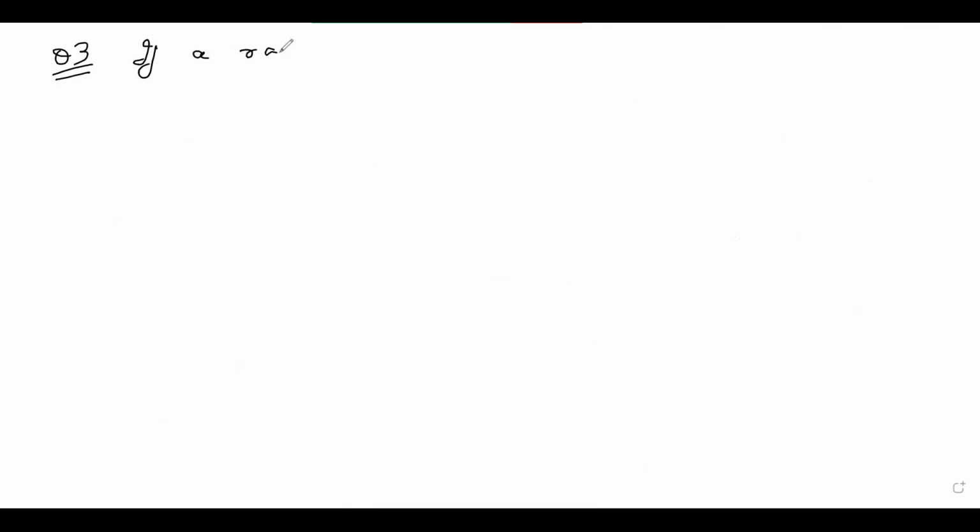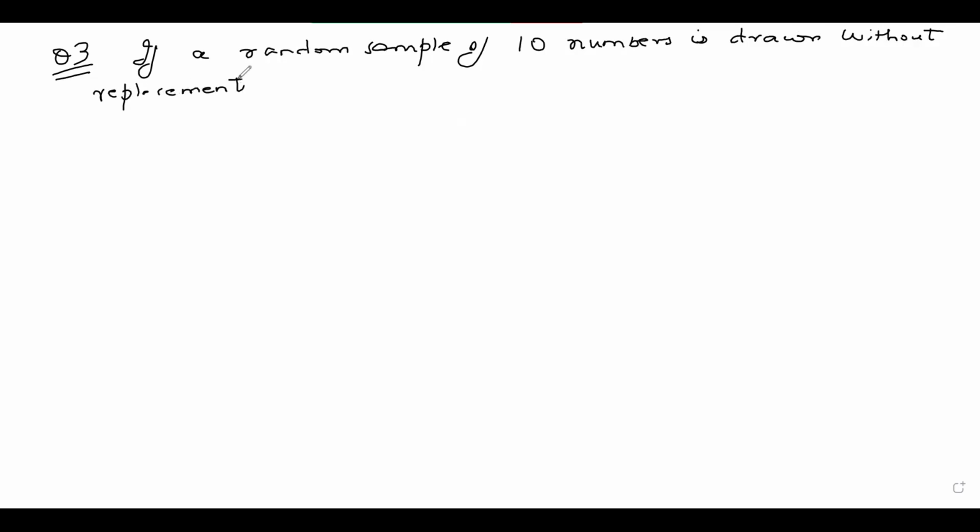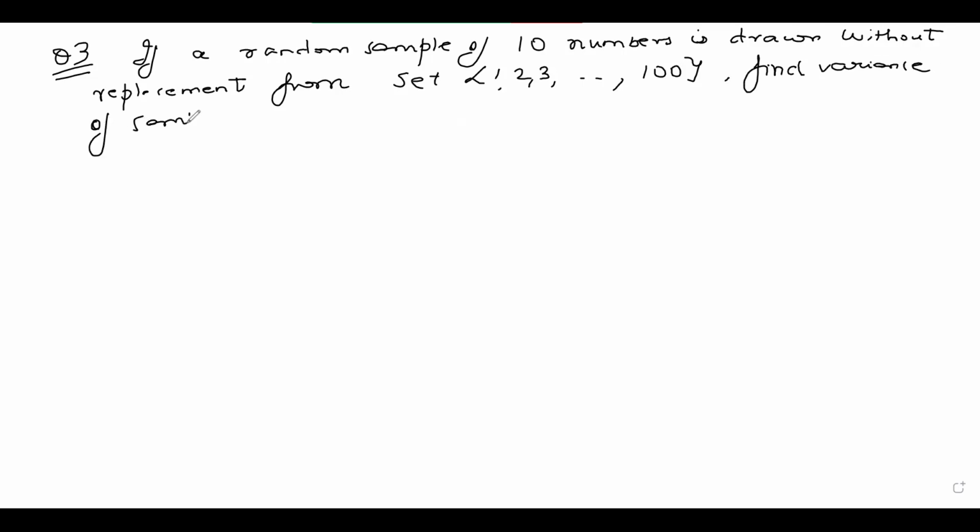If a random sample of 10 numbers is drawn without replacement. So the moment you see without replacement, you will apply the formula we have done without replacement for sampling distribution of the mean. So if a random sample of 10 numbers is drawn without replacement from the set 1, 2, 3, dot, dot, dot till 100, first 100 natural numbers, find the variance of the sample mean.